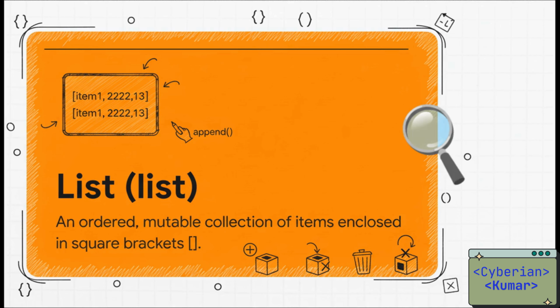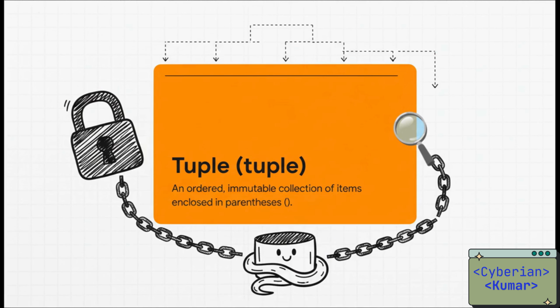It's super flexible. Then you have the tuple. It looks almost exactly like a list, right? But it has one massive difference. It's immutable. It's the list's strict twin. Once you create a tuple, its contents are locked in. Perfect for when you have data that you know should never, ever change.